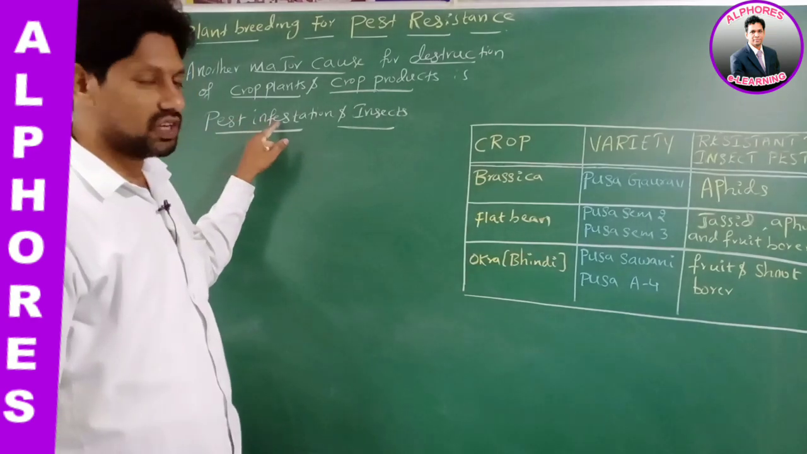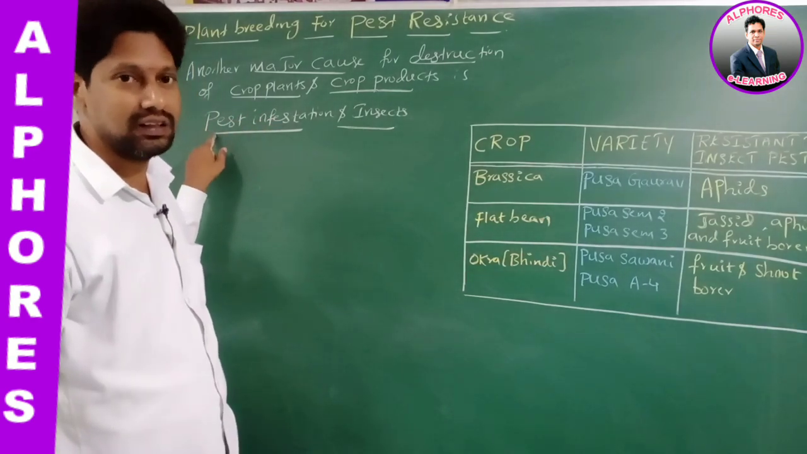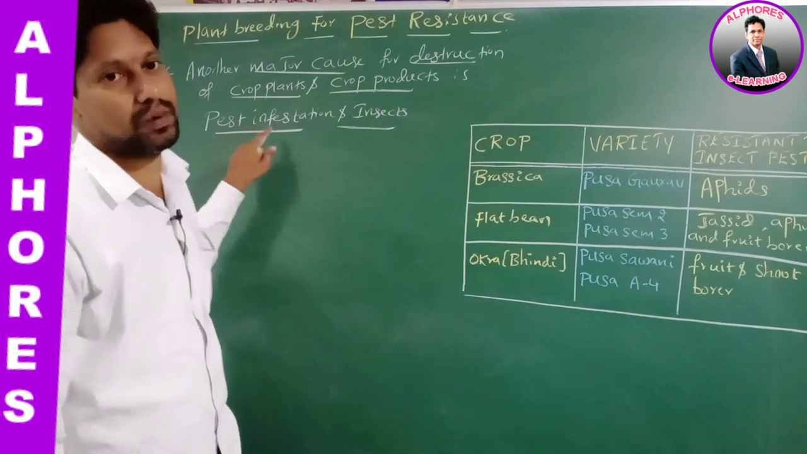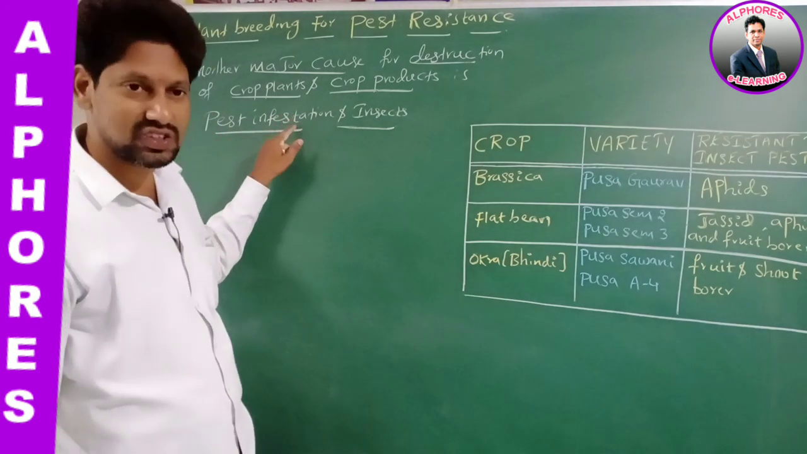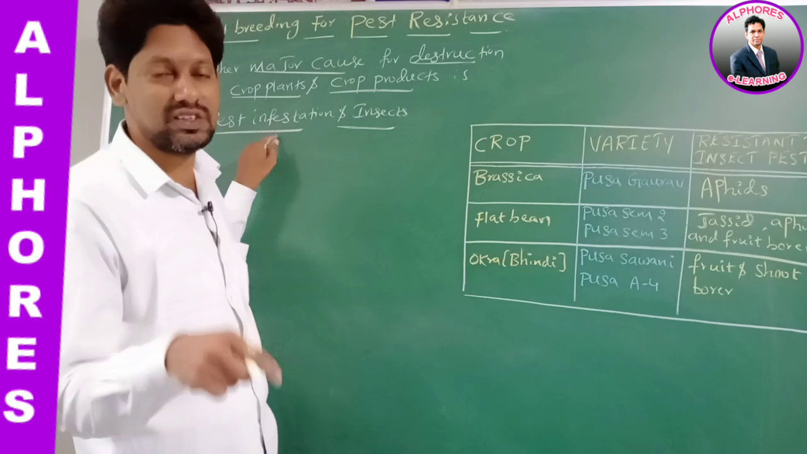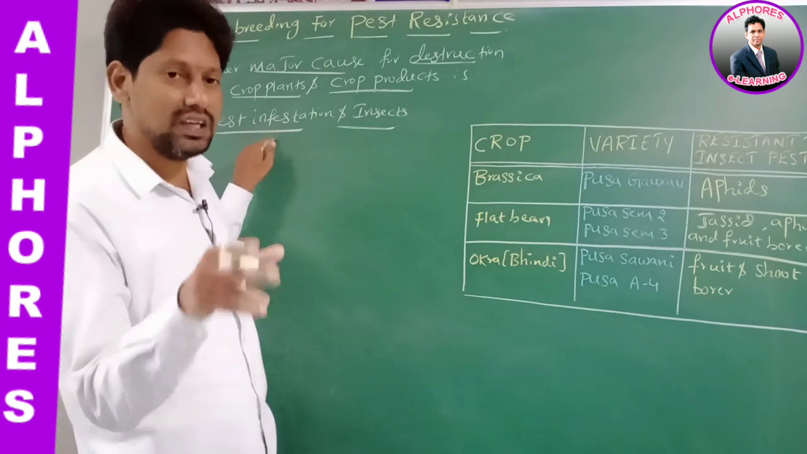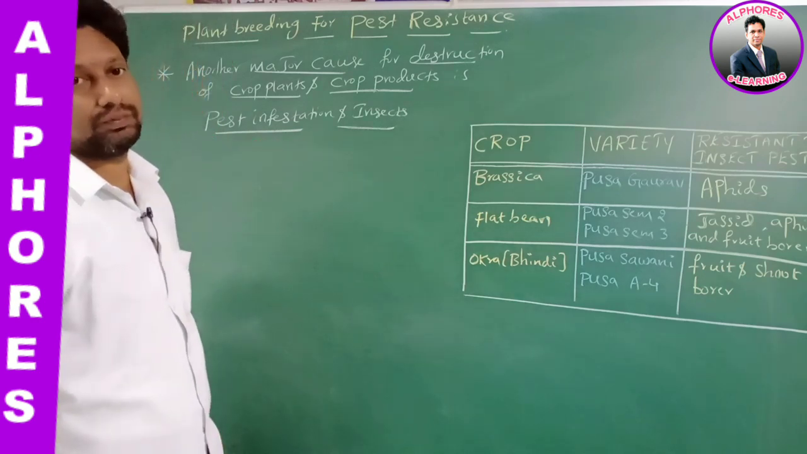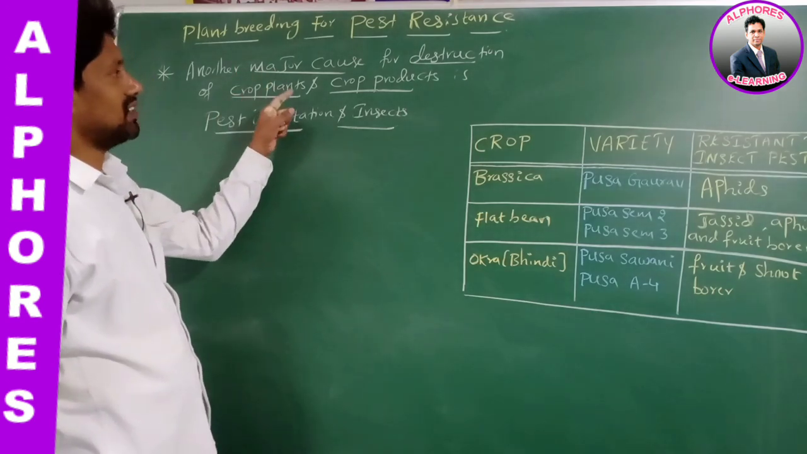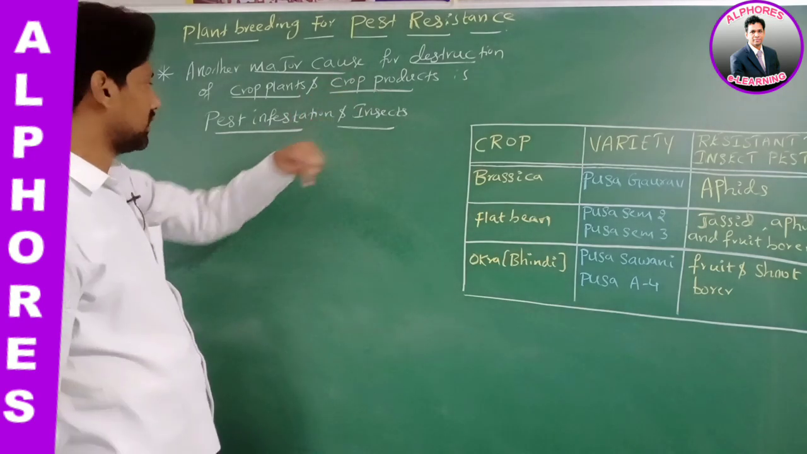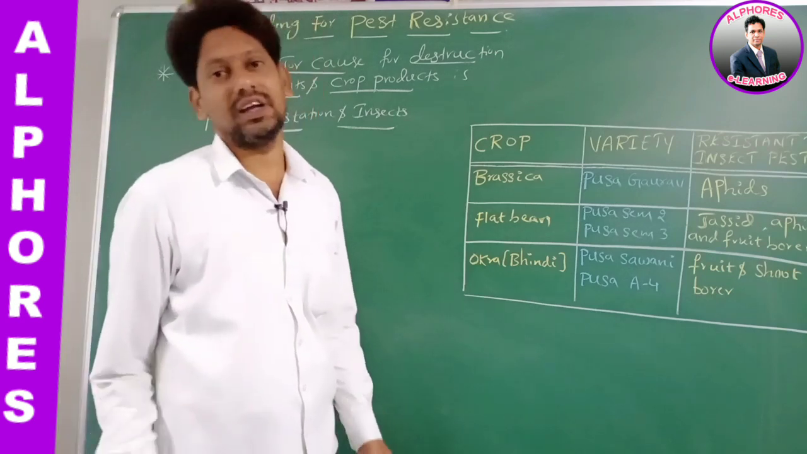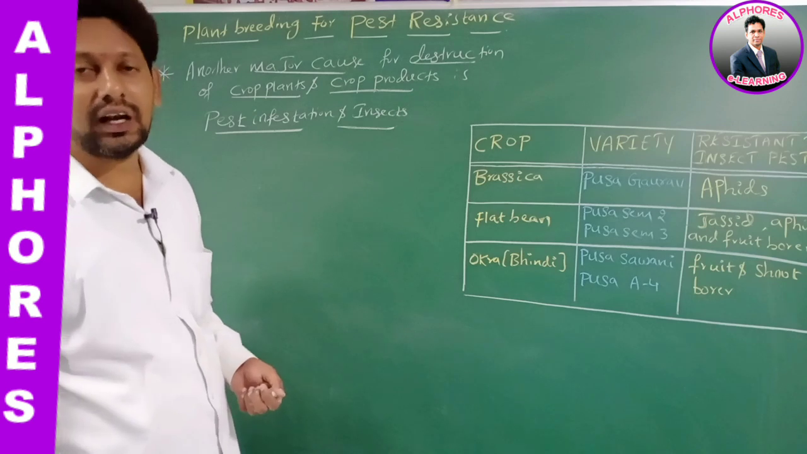Pest infestation means here the pest is invading a host plant. It means the pest is living in or on the host plant. What is the meaning of pest infestation? Pest infestation means the pest has started to live inside or on the host plant. Is this statement okay? Therefore, another major cause for destruction of crop plants and crop products is pest infestation and insects. Is it okay?